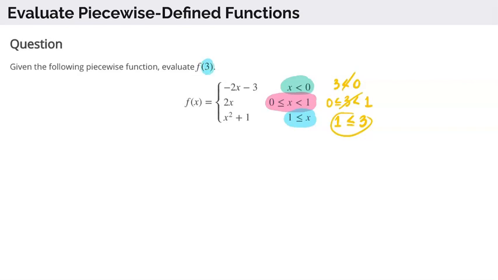So now all we have to do is just do that function evaluation. So to find f of 3, we're plugging it into x squared plus 1. So that would be 3 squared plus 1, which gives us 10.